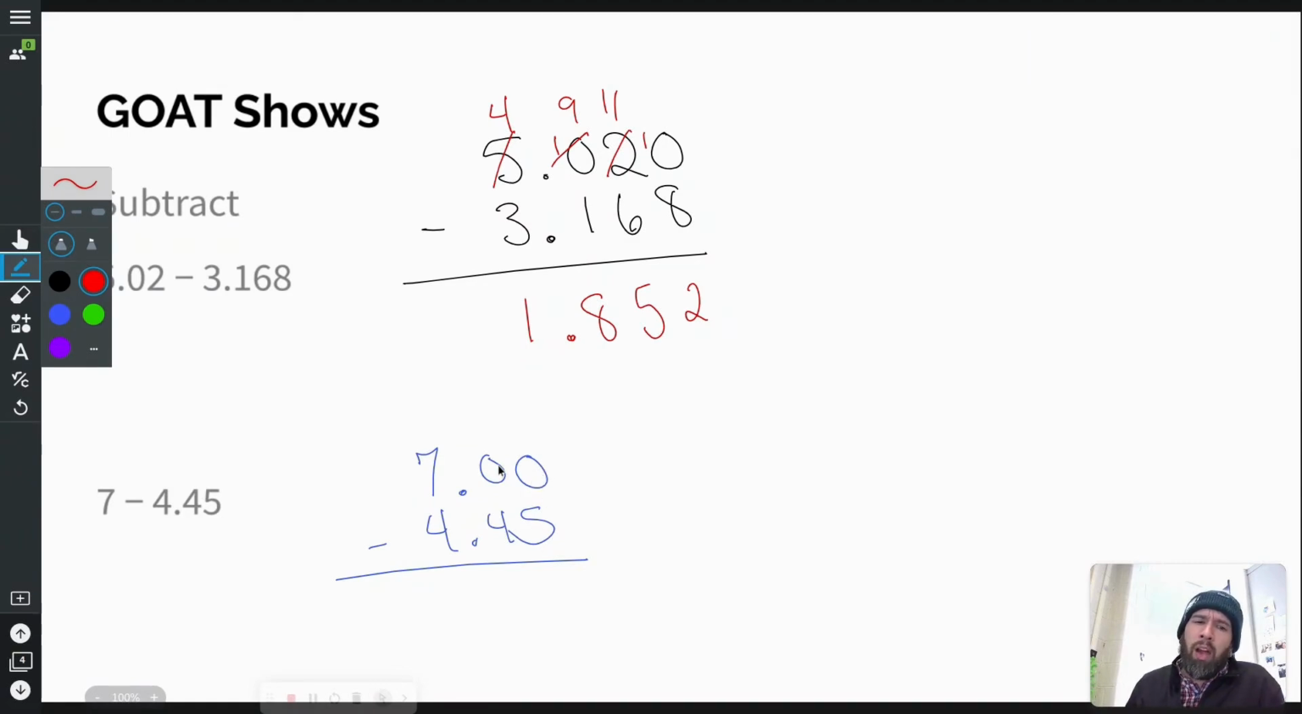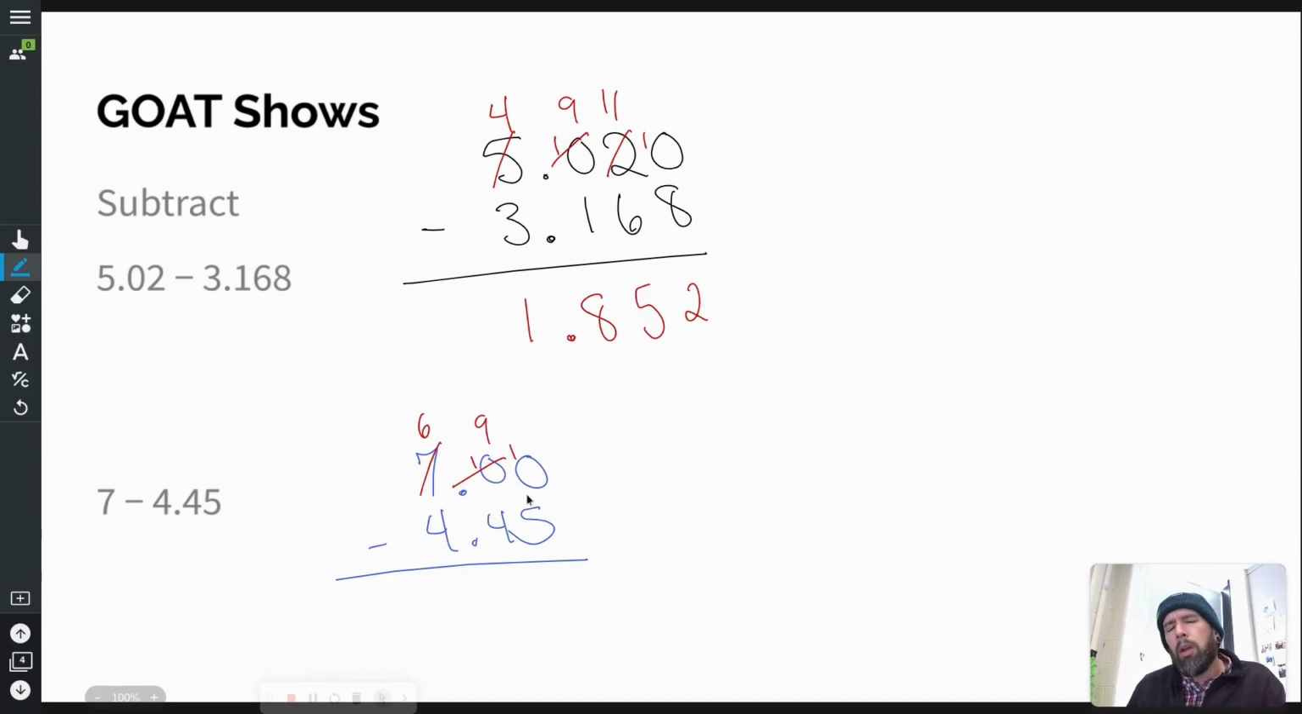So 0 minus 5, I can't do it. So I try to borrow from 0. I can't do that. So I'll borrow from you, make you a 6. Okay? So that makes you a 10. So when I try to borrow from here, I have to cross you out and make you a 9 and make you a 10. So 10 minus 5 is 5. 9 minus 4 is 5. 6 minus 4 is 2. So I get 2 and 55 hundredths.